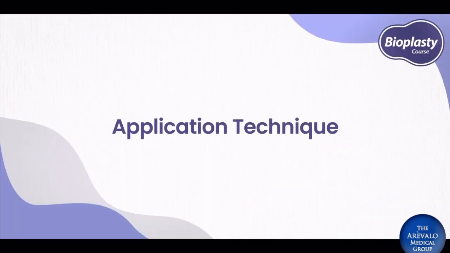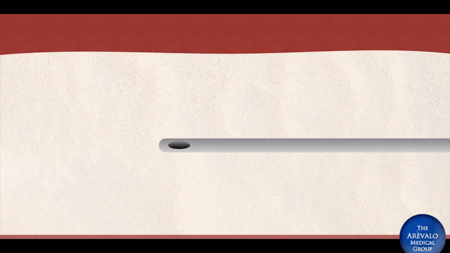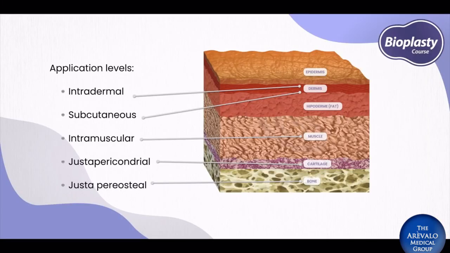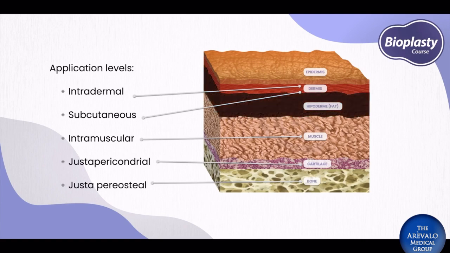And the application technique. What's the secret? The application is done by retroinjection and only when the microcannula is in the correct level. In this image, we can see the application levels. The level we should never apply biomaterials to is the fat, because in this level there is no connective tissue to accommodate biomaterials and stimulate collagen. Bioplasty is performed between muscle and bone in more than 80% of the applications.